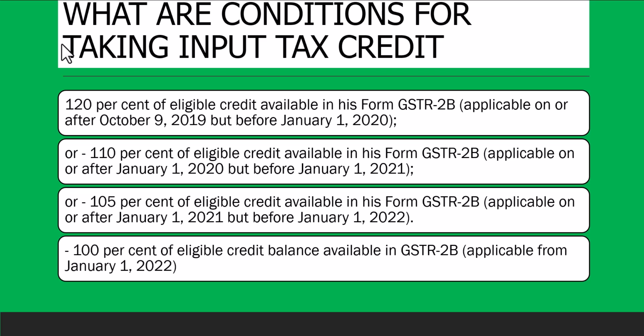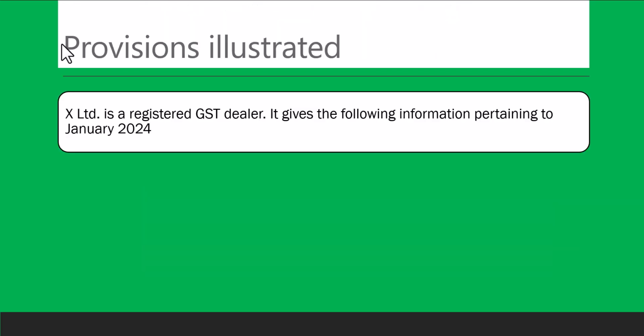If something you're not eligible for, then that has to be ignored. Suppose you have bought a motor car. On cars, you're not eligible for this. So 100% of that. Okay, so let's see an example to understand. Read this example.